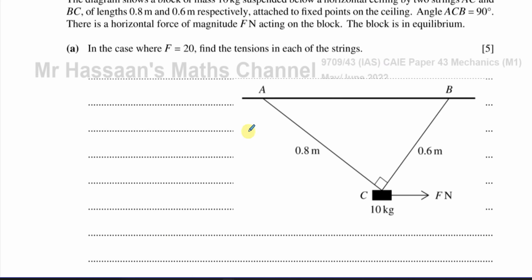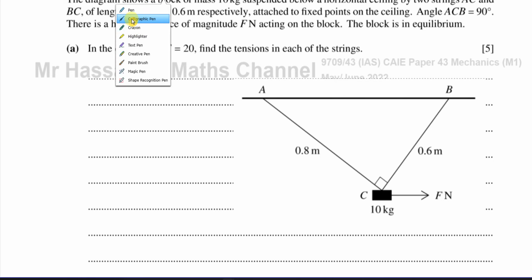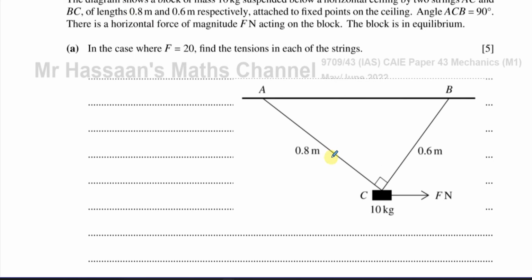Okay, so here we're going to have two separate strings. We'll call this TA because it's going towards A, and we've got the tension in the string B, which I'll call TB. Those are forces acting on the block from the string. You've got this force 20 newtons. They say F is 20, so that's 20 newtons there. You also have the weight of the block acting vertically downwards, which is going to be 10 G newtons. So those are all the forces acting on the block.